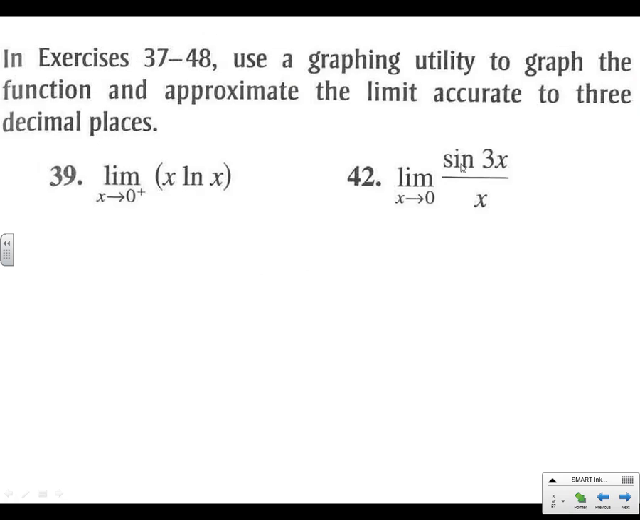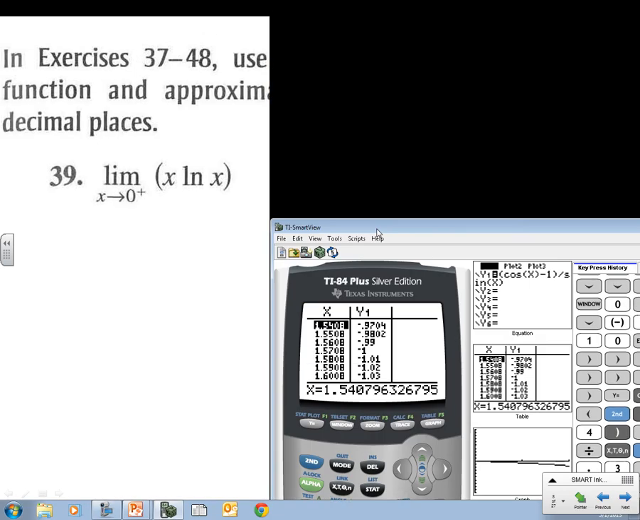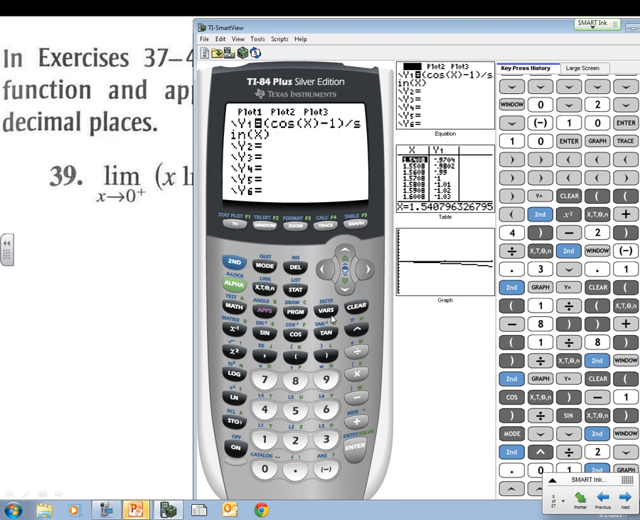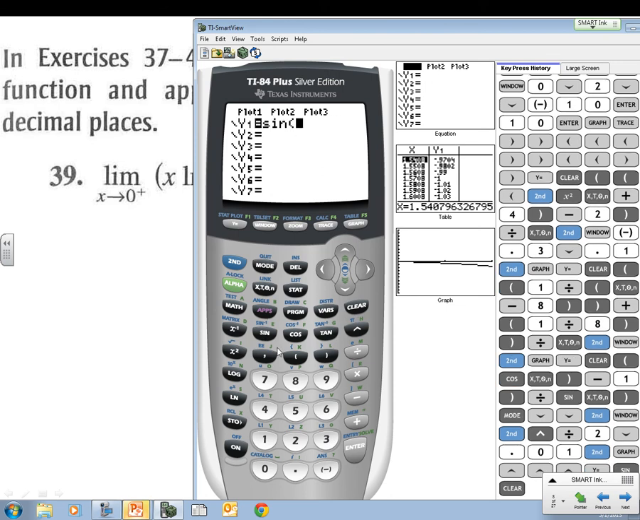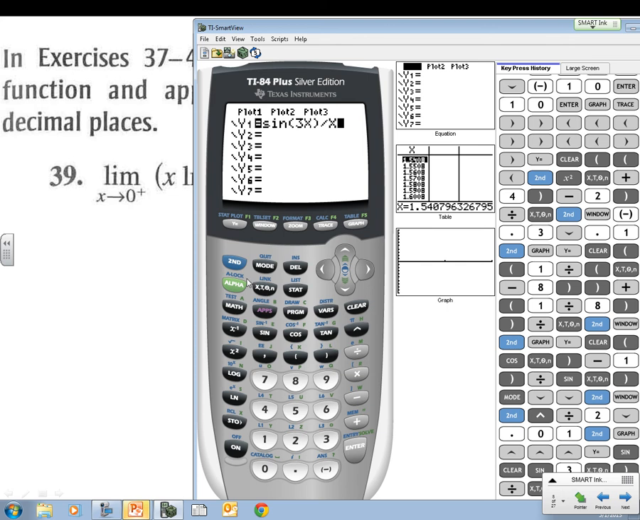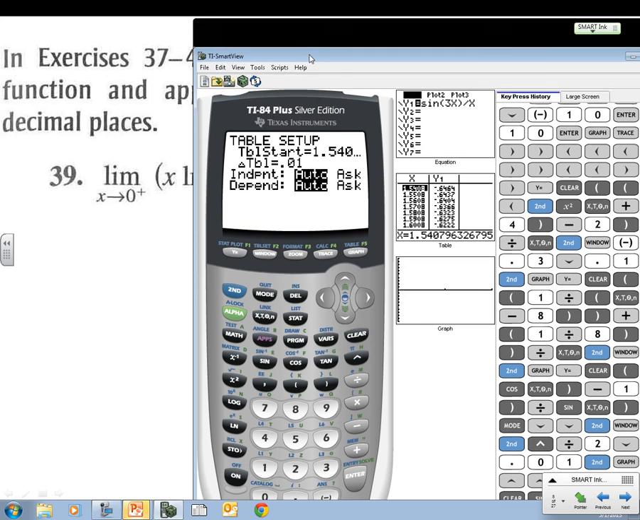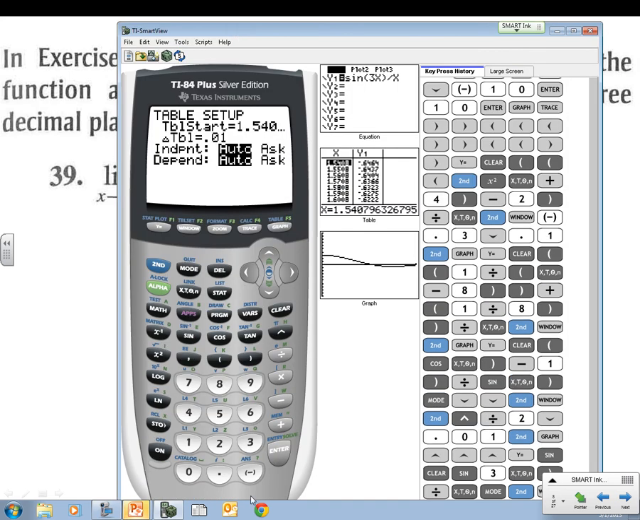42, let's plug this one in. And sine of 3x over x. Clear it off. Sine of 3x, close my parentheses, over x. I'm already in radians, but I'll check just to make sure. Yep, still radians. Let's check our table set. On this one, we want to be approaching 0.